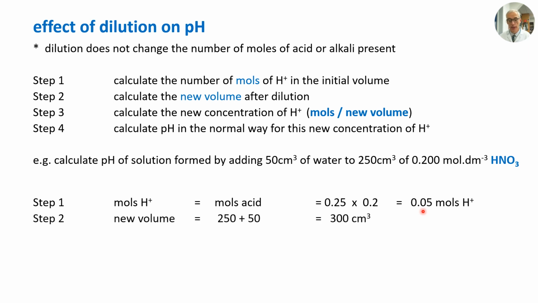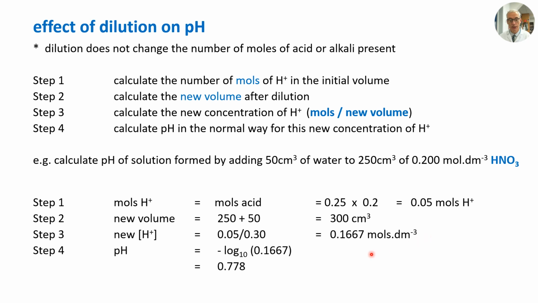Step 2, calculate the new volume. Well, that's 250 plus 50, which is 300 centimeters cubed. Calculate the new concentration of H+ ions. Well, that's the numbers of moles divided by the new volume, but in decimeters cubed. So that gives me 0.1667 moles per decimeter cubed. That's the new concentration of hydrogen ions. Plug that into the pH formula, and we get, coming out of the calculator, the pH for that new solution formed.